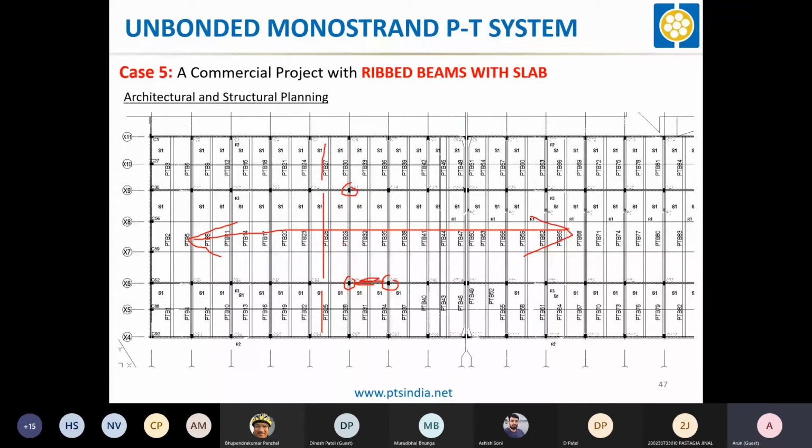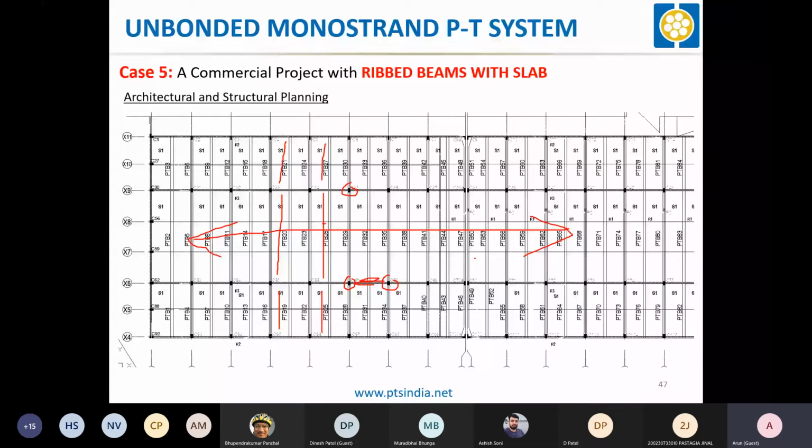So this larger span is around 20 meter. This was a 16-meter span, and this was a 12-meter span. And we gave them the option of keeping the PT beams in the larger span direction.